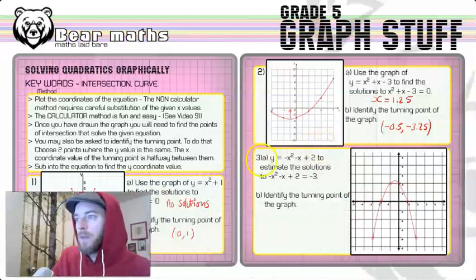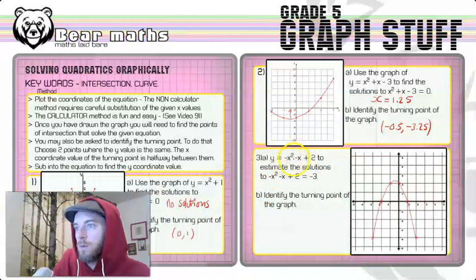The third one, we've got a and b here. So y equals minus x squared minus x plus 2. I think we should use that to estimate the solutions to this equation here. So minus x squared minus x plus 2 equals minus 3. Now, it doesn't say equals 0 this time.